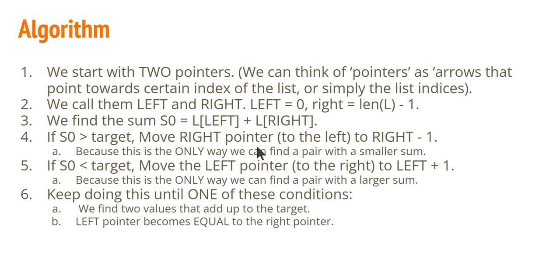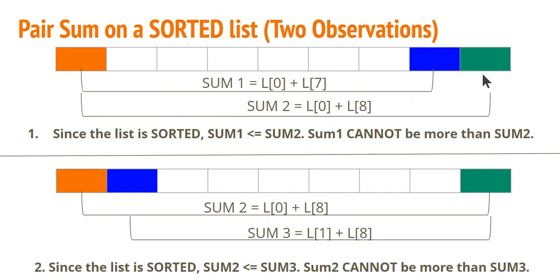Now remember, the goal of the algorithm was to find if two values add up to a target. I find that S0 is larger than the target. Well, I know what to do, because it is too large. I must reduce the sum so that I get closer to the target. The only way that can possibly happen is if I move my right pointer inwards, because remember, the list is sorted. This is the only way I can reduce the sum from the extreme sum we had just found, right? So I move this inwards.